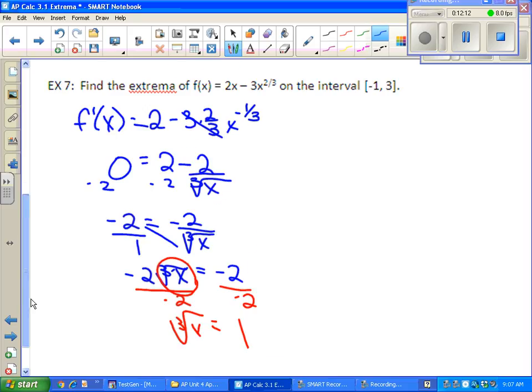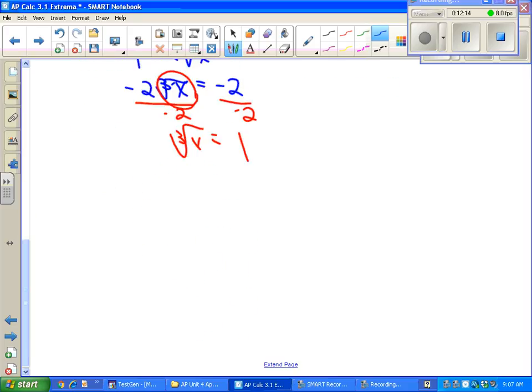I don't want the cube root of x. I want x. How do you undo cubing something or cube rooting something? You're going to cube it. So if I cube one side, I want to cube the other side. So finally, cubing it and cube rooting it cancel each other. X is going to be equal to 1. I do have one critical value.